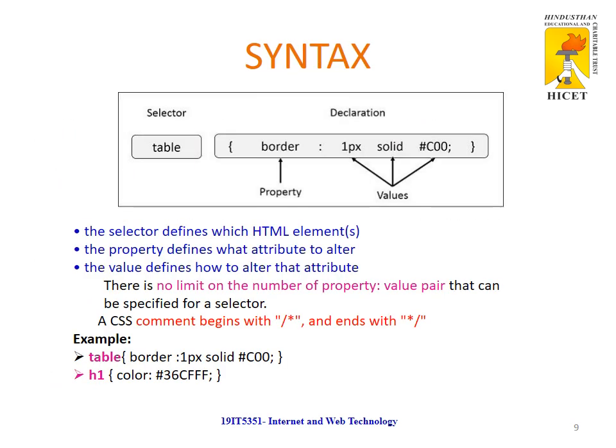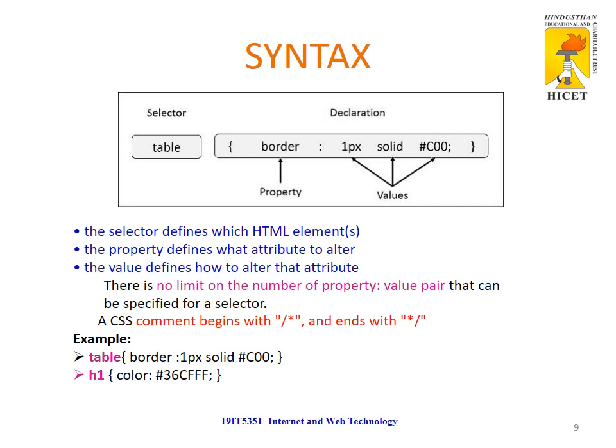The syntax for cascading style sheet has two parts. One is the selector, and inside the selector we can have one or more declarations. In this table example, the selector is table and the declaration contains the property value pair. Here the property is border and the value represents the value for the border. The selector defines which type of HTML element, the property defines the attribute, and the value defines the value for the attribute. There is no limit on the number of properties. You can give any number of property value pairs.